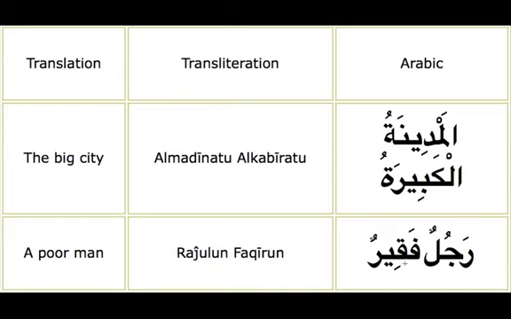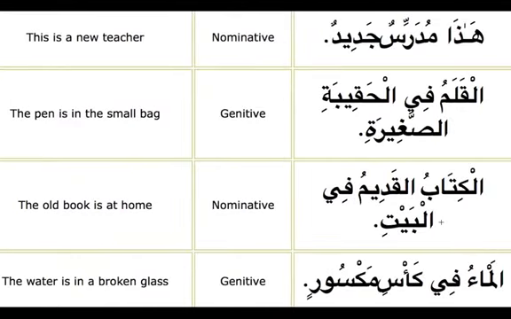Rajulun faqirun. If you see, both the nouns have the same status, number, gender, type: indefinite, indefinite, single, single, masculine, masculine. That is naat and man'ud. So we translate as poor man, a poor man. So now we do some sentences with naat and man'ud, inshallah.